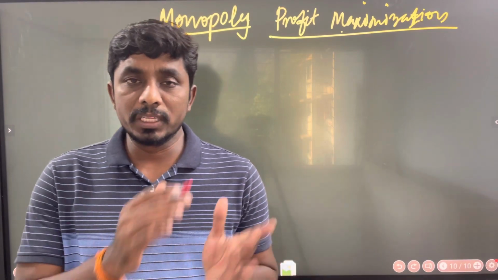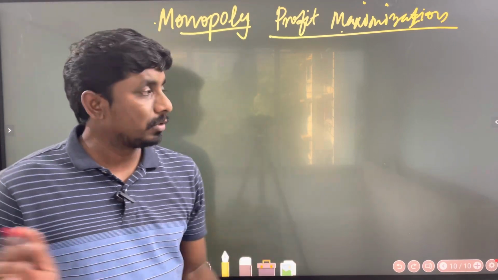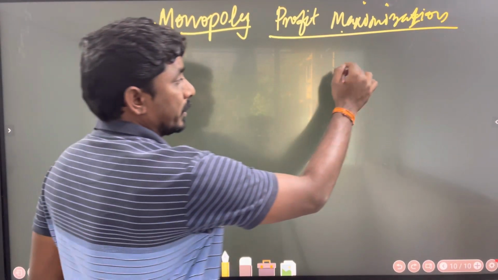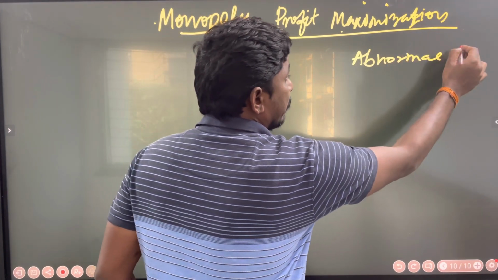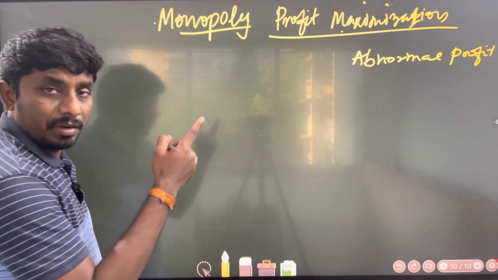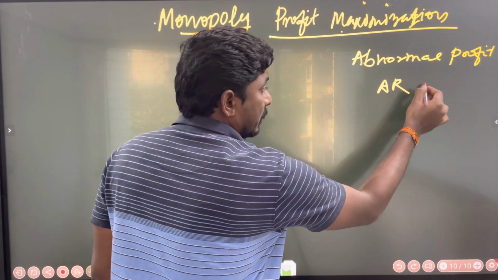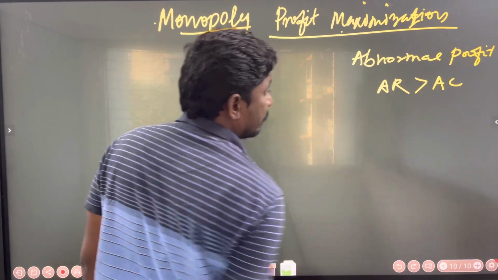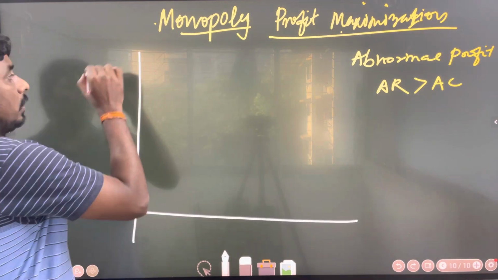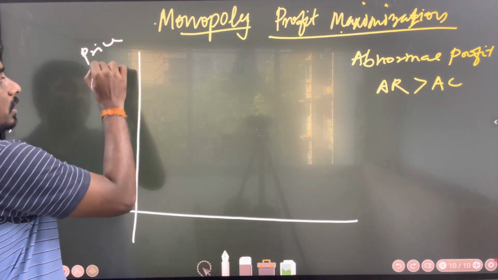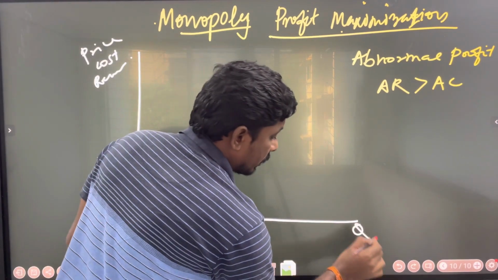Hello everyone. In this part, we are going to discuss profit maximization in the monopoly. Assuming that there is an abnormal profit the firm is earning. Remember, we have already discussed that if there is a profit, the average revenue is greater than the average cost. Quickly, we'll draw the diagram. This is price, cost and revenue, and here it is quantity.